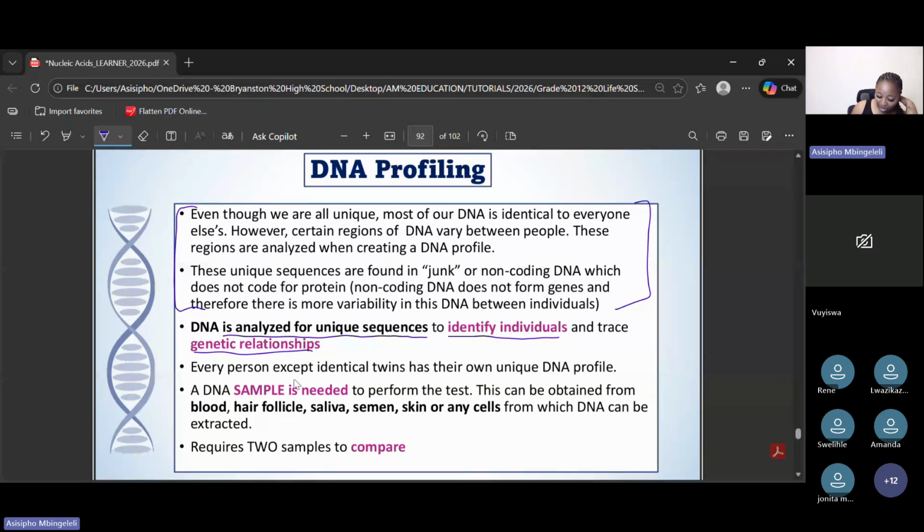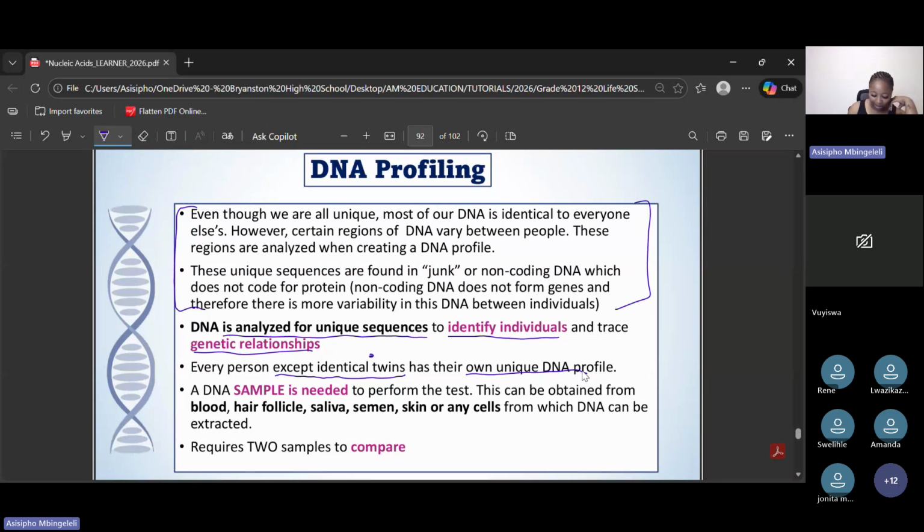Every person, I've mentioned this, except identical twins, has their own DNA profile. Every person should have their own unique DNA. Even if you are siblings, different DNA. Now, the exception is identical twins.